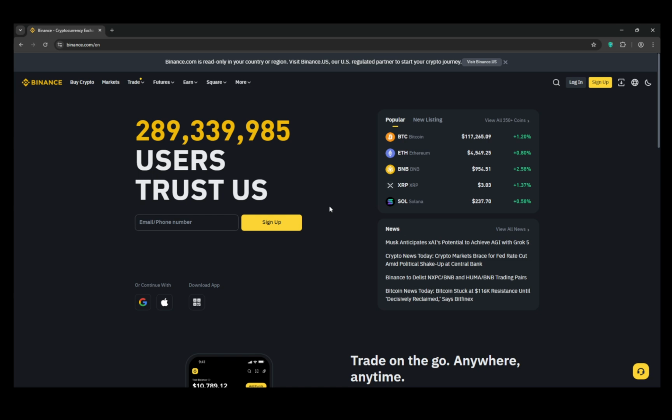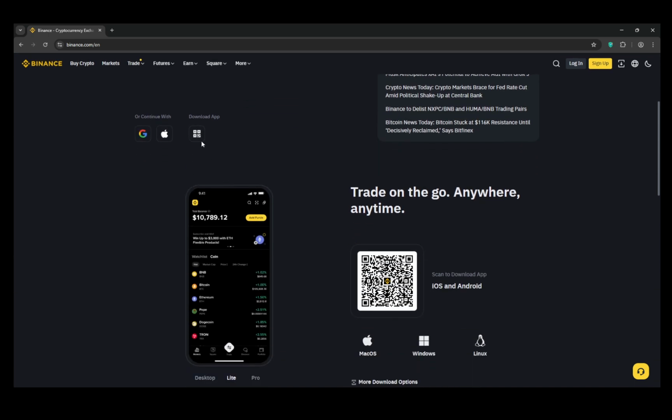Start by navigating to Binance's official website. From there, you have the choice of either utilizing the web platform directly through your browser or downloading the Binance desktop application, which is available across different operating systems like Windows, Mac OS, and Linux. Once you access Binance, the next step involves creating an account.